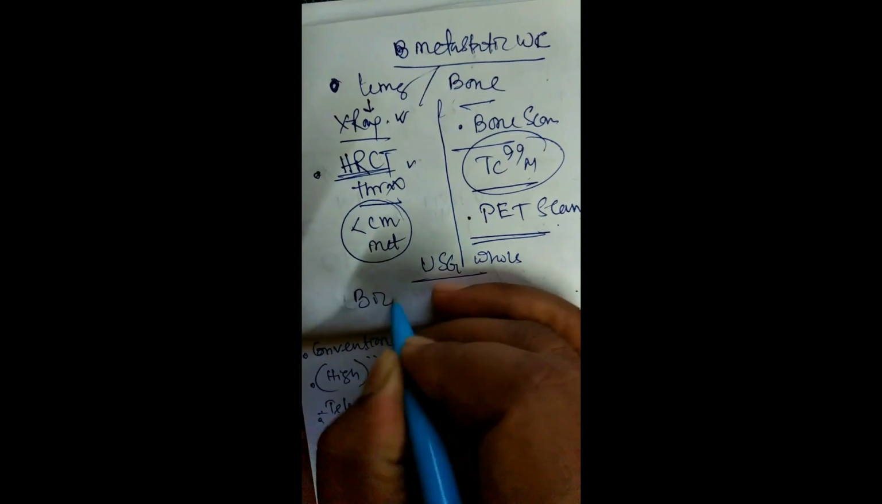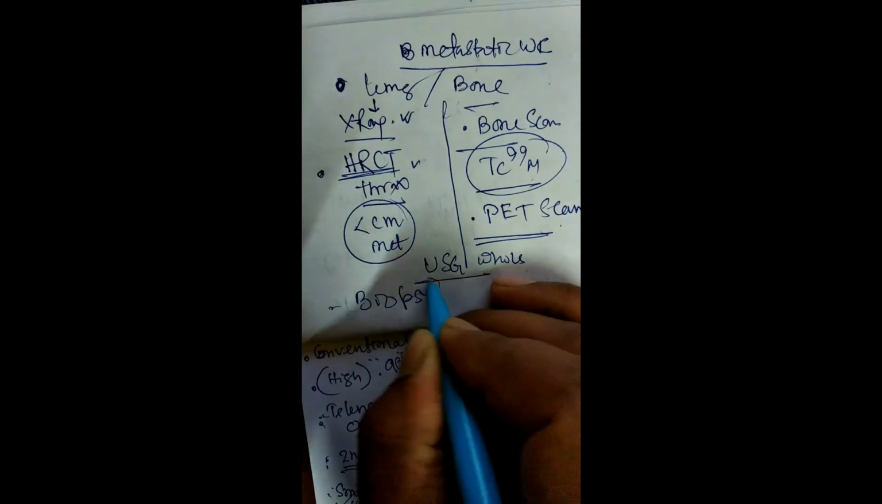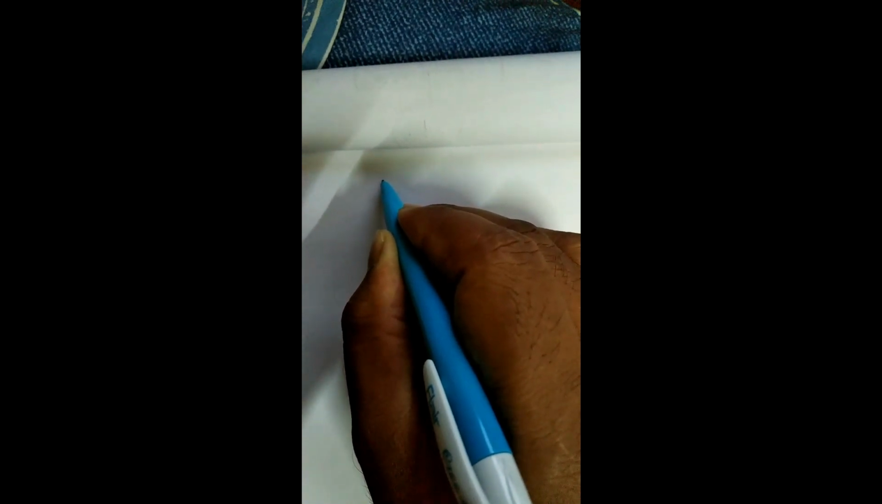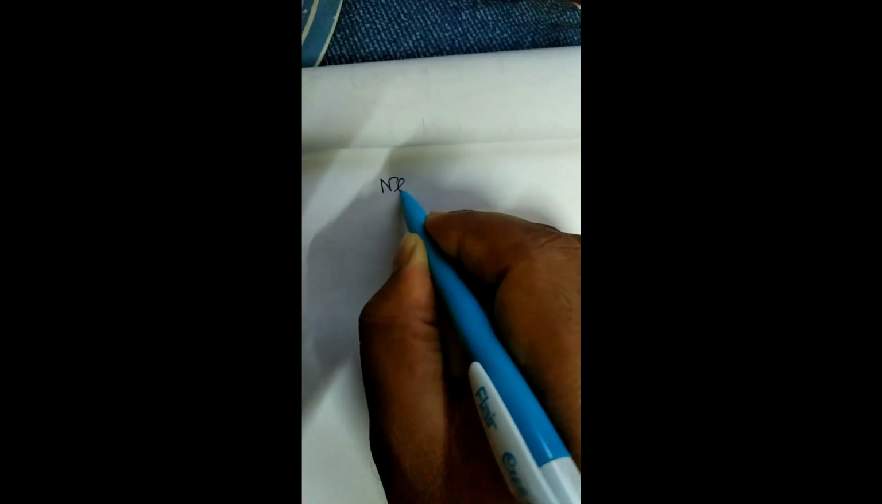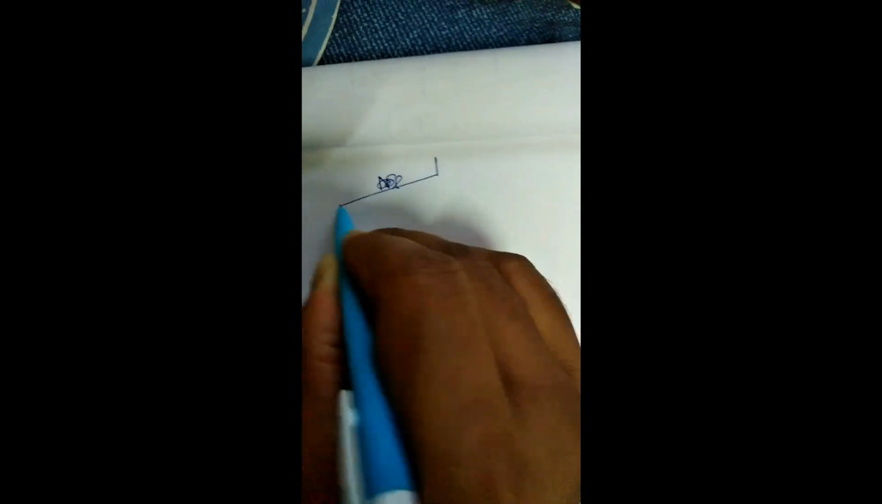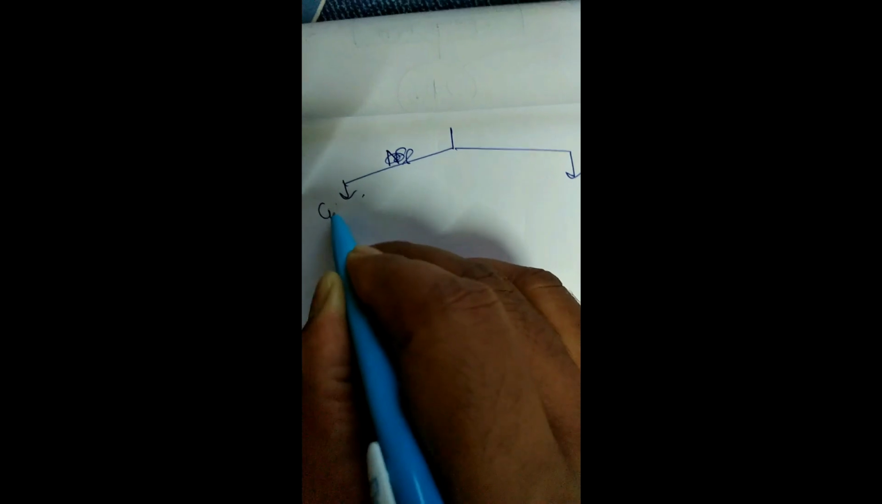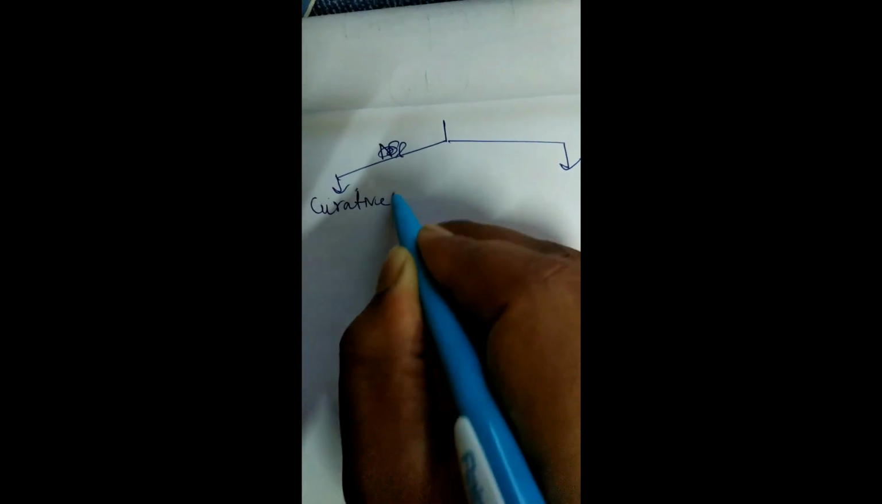Now biopsy. Then we have to go for biopsy. After the biopsy is confirmed, what can we do? First we have to put that patient on one of two types of treatment protocol. First, curative intent treatment of osteosarcoma. And the other is palliative intent.